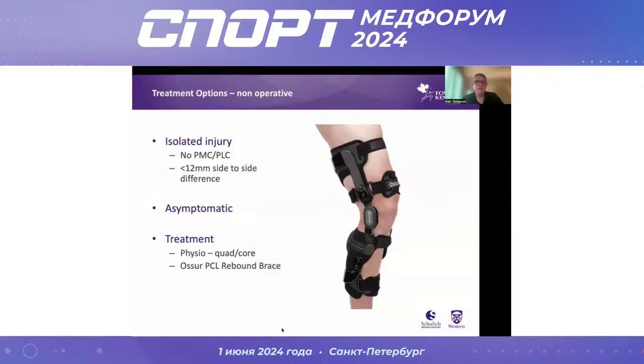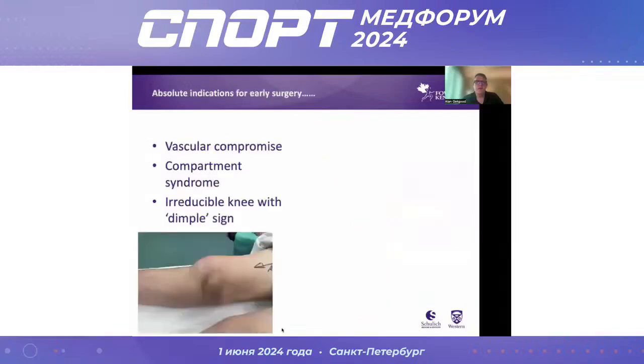But certainly my current approach is isolated injuries with no significant corner injury, then often a PCL injury on its own can be treated non-operatively. And of course, if patients are asymptomatic, you don't necessarily need surgery. And that treatment involves physiotherapy, but also the use of dynamic support braces. In this example is a PCL support brace. And if you get these on in an early phase, in the acute scenario, we can often improve the grade of injury by at least 1 grade.